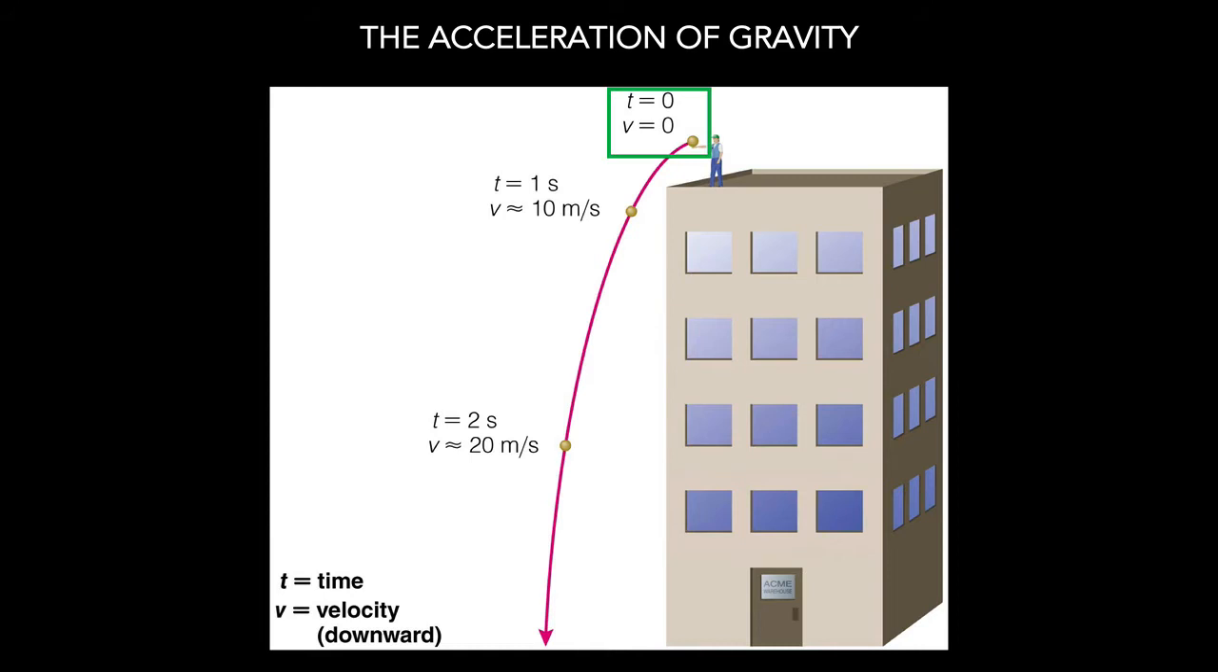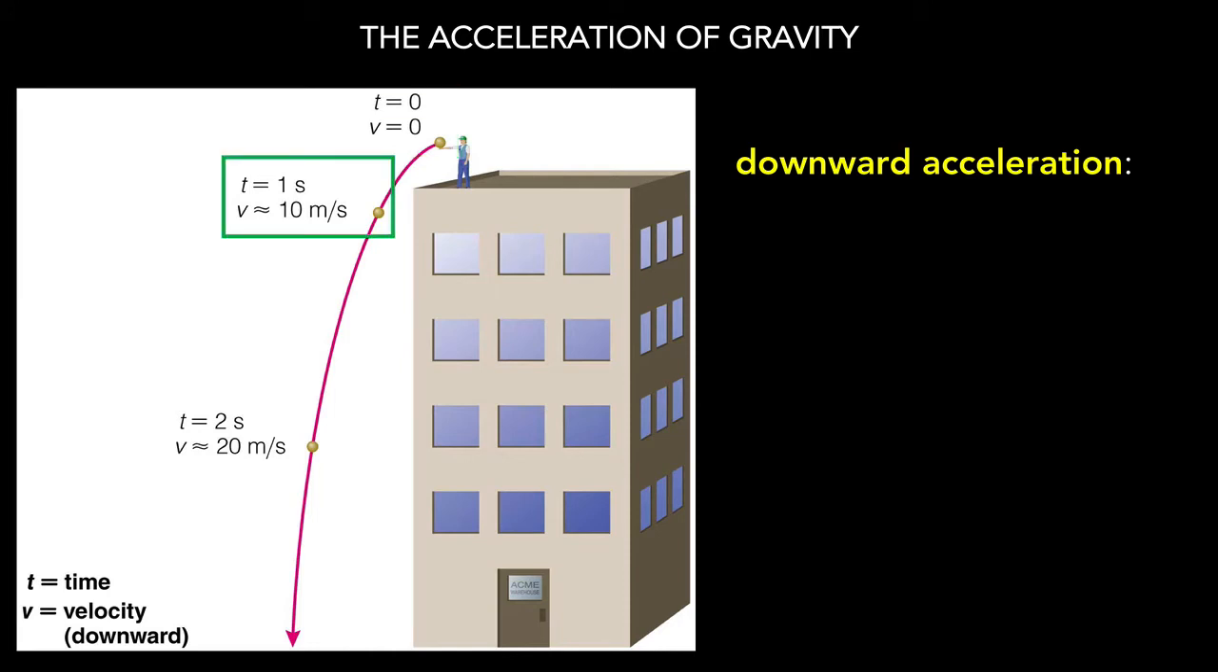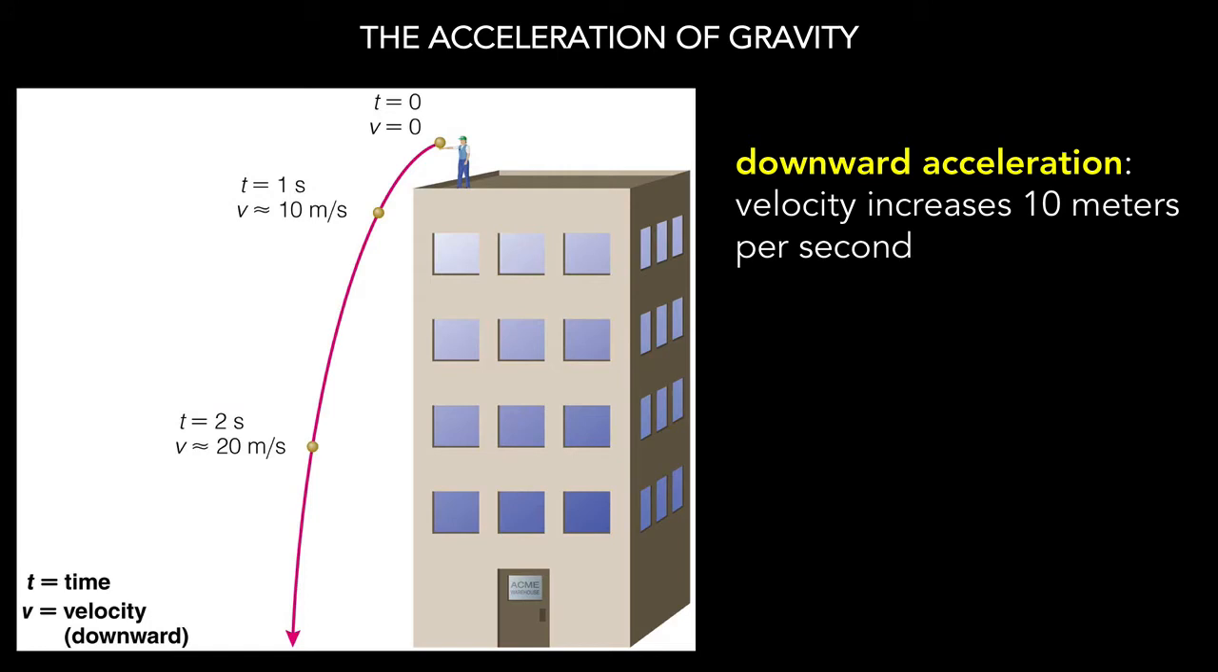When you drop an object from a tall building, it starts with a velocity of 0. After 1 second, you'll find that it will be falling with a downward velocity of about 10 meters per second. After 2 seconds, it will be falling downward at about 20 meters per second, and so on. In other words, falling objects on Earth accelerate in such a way that their downward velocity increases by about 10 meters per second with each passing second, or 10 meters per second per second. We usually write this as 10 meters per second squared. If you want to be a little more precise, the acceleration of gravity on Earth is 9.8 meters per second squared.